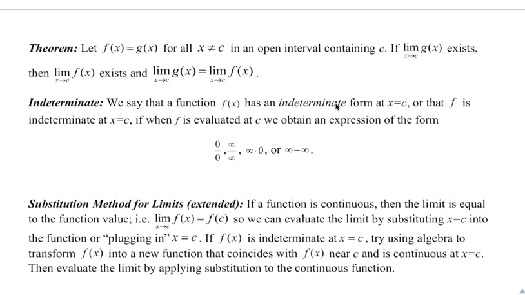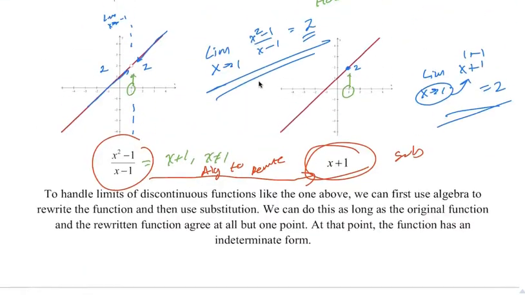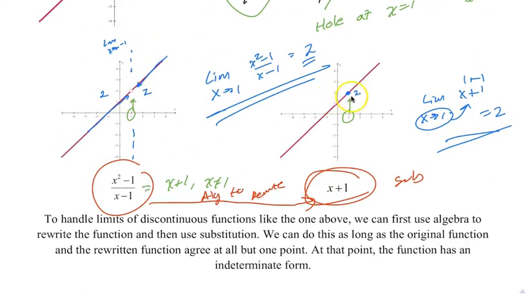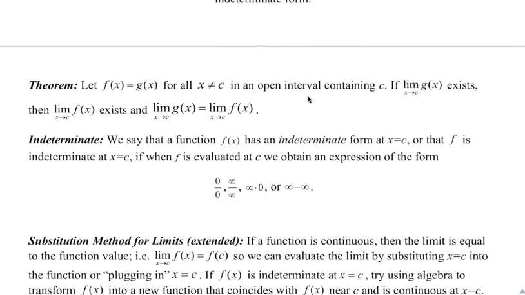So what this theorem says is that when you have that case, if one of those limits exists, then the other one exists, and more importantly, they're equal to each other. Just like the example we did, the limit here exists, the limit there exists, and they're both the same value. So that's what that theorem says.